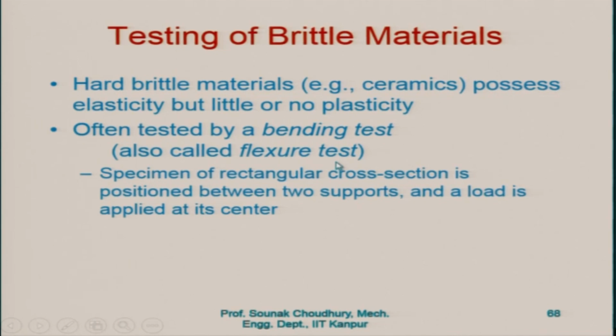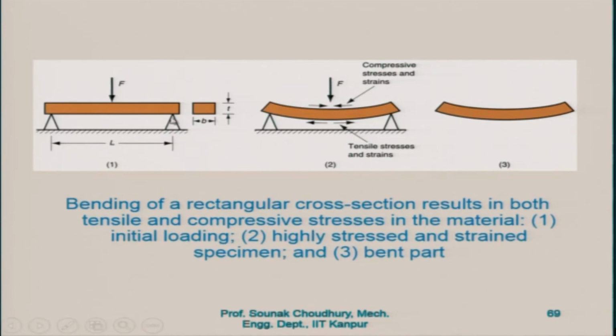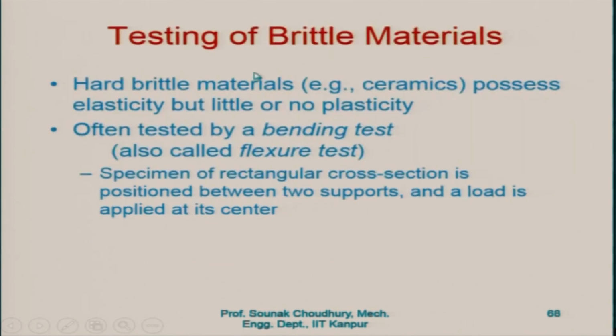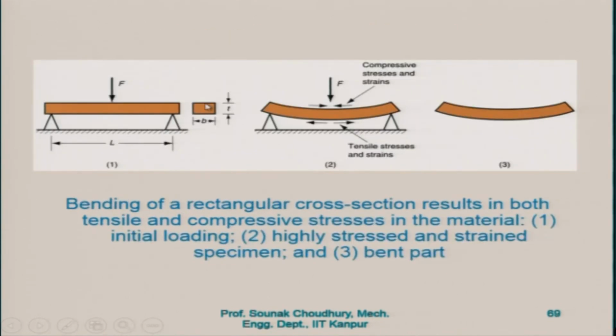So, it is subjected to a bending force, and the bending moment is measured. A specimen of rectangular cross section is positioned between two supports and a load is applied at its center, and the bending is measured. For example, it is like this in this figure. This is the brittle material being tested. This is the cross section and here is the load given. That load will bend this, with compressive stress and strain here, and on the opposite side there will be tensile stresses and strains.